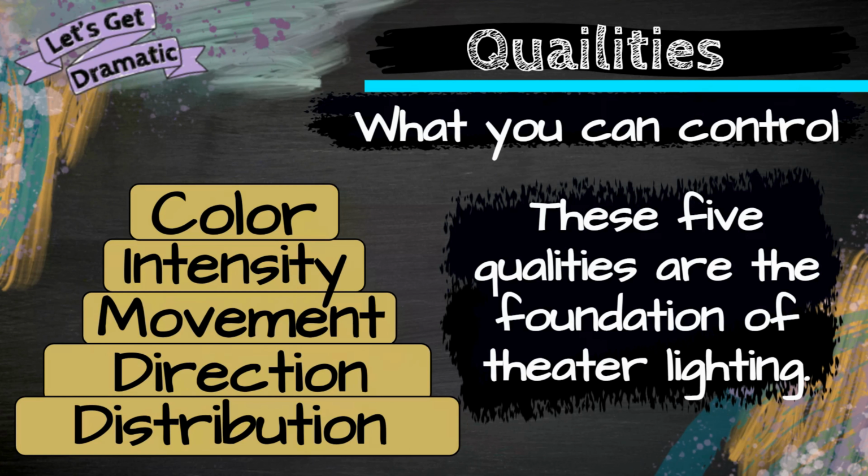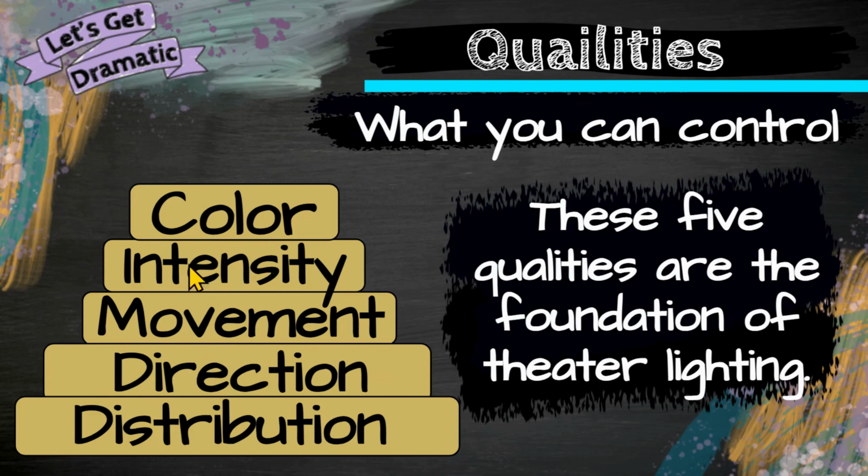So qualities are what you can control. These 5 qualities are the foundations of theater lighting. We've got color, intensity, movement, direction, and distribution. You will have more than just one word written on these boxes. This is just for us to be able to visualize it more easily.